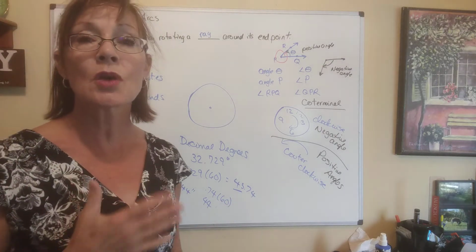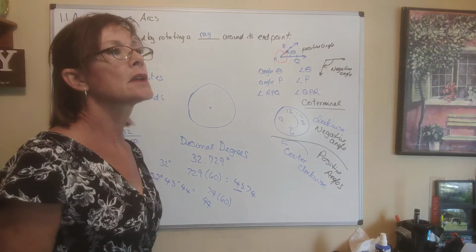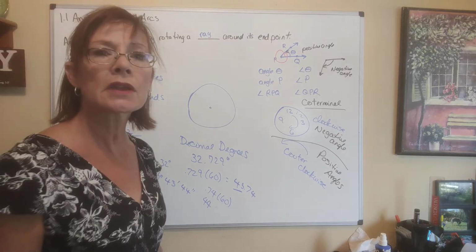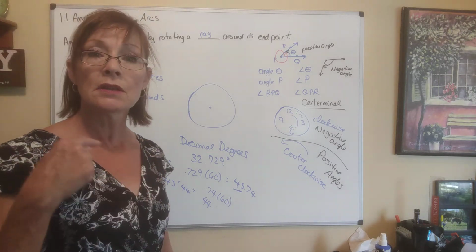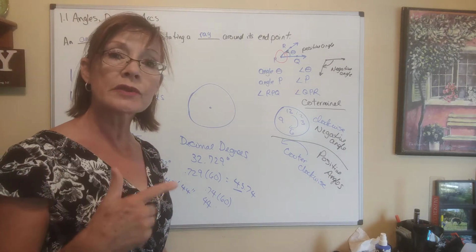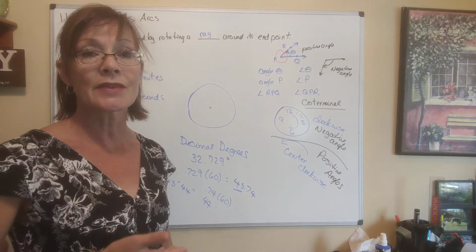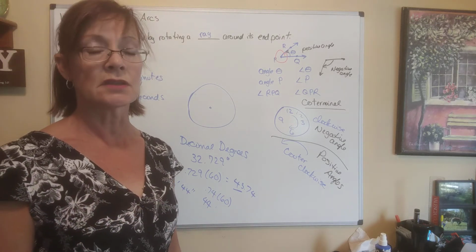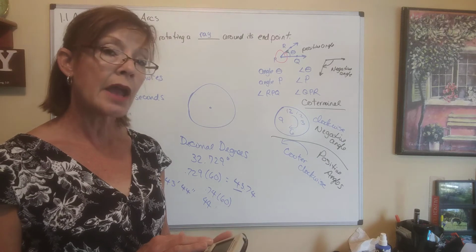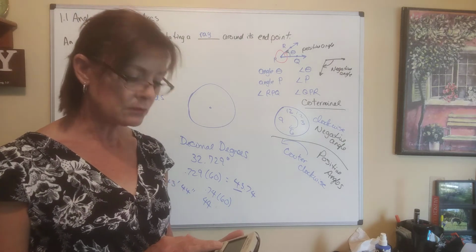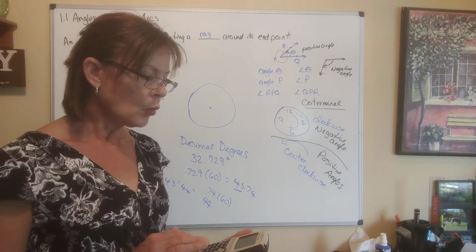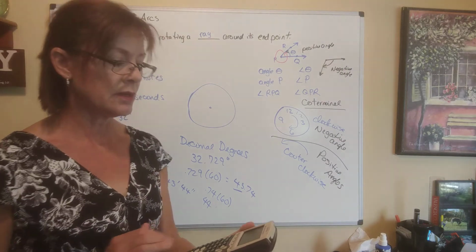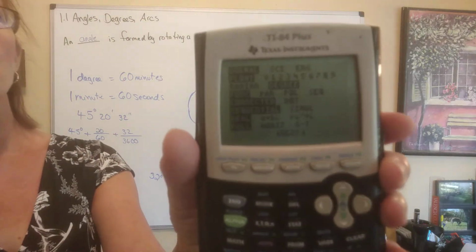You want to make sure you know what mode you're in, because soon we'll be talking about angles not just in degrees, but also in radians. That's another way we can talk about angles. So you want to make sure your calculator is in degree mode. So when I hit the mode button, I'll show you what mine looks like. This is what mine looks like.